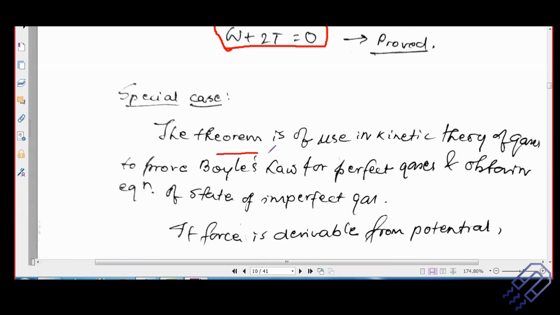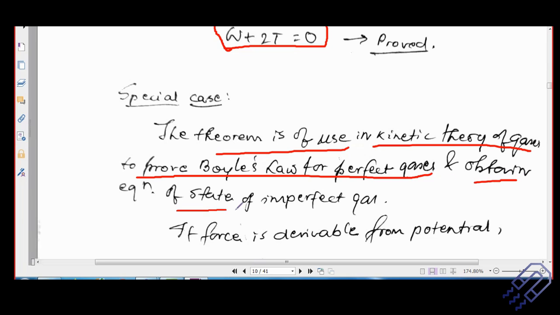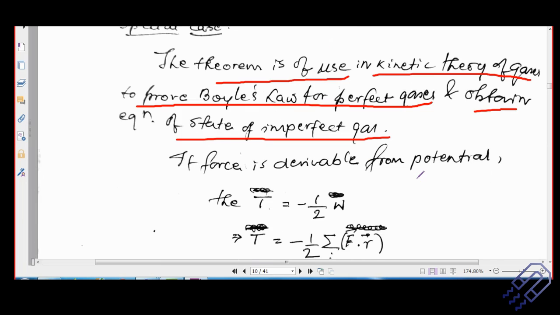The theorem is basically used in the kinetic theory of gases. You understand that this theorem will also have application in statistical mechanics. If you're considering a gas, it might be a classical ideal gas, and we can use the Virial theorem there. You can actually use it to prove Boyle's law. For perfect gases, you know PV is equal to nRT. Every type of these expressions can be understood better if we use the Virial theorem. And then of course we can also obtain the equation of state of an imperfect gas. You understand there is perfect gas, there is imperfect gas also. So these can be done.